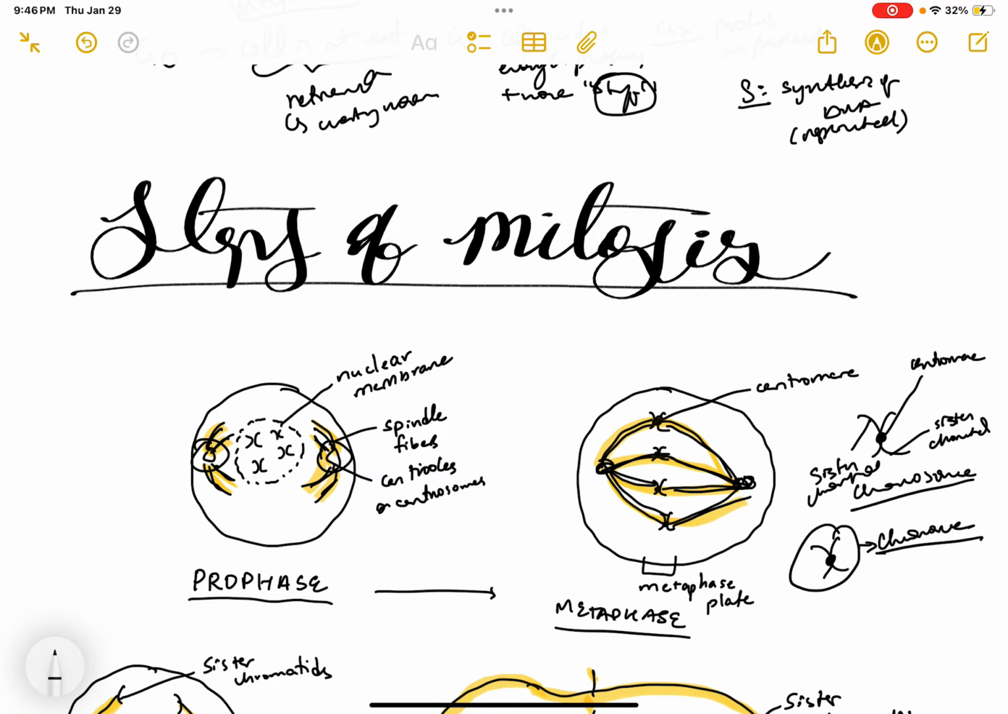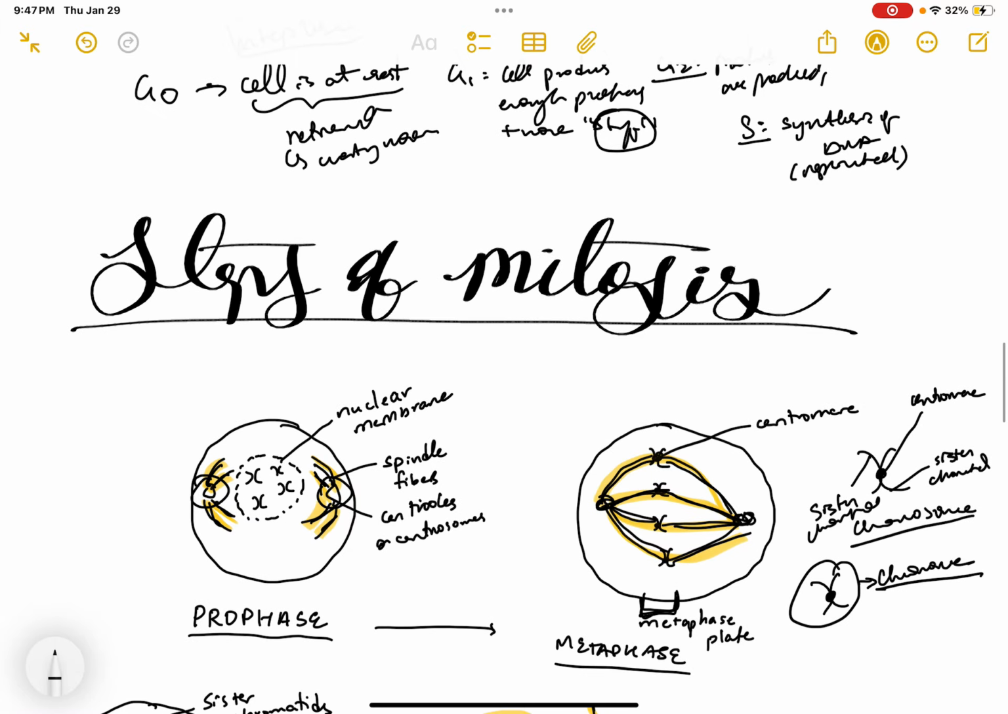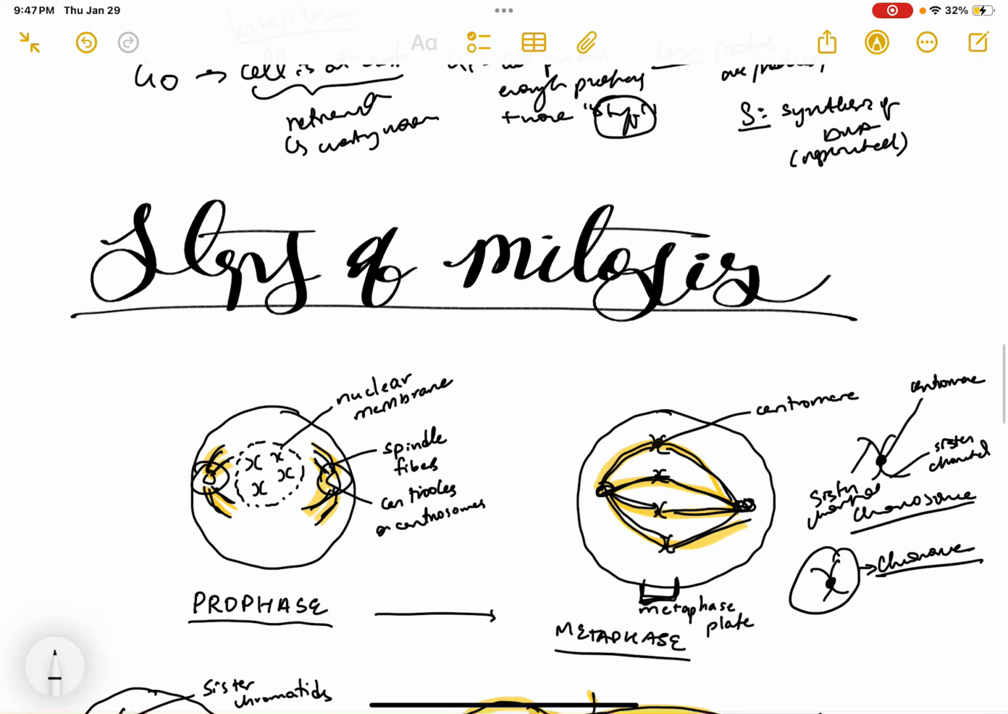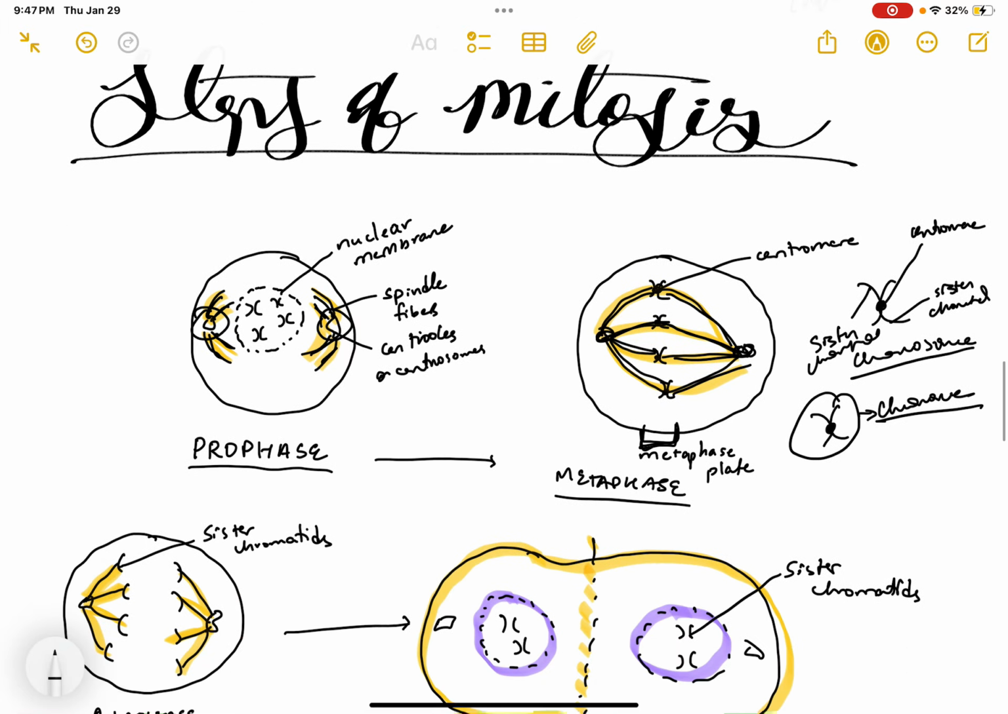Now, in metaphase, what happens is all the chromosomes that were present within the nuclear membrane, the disappearing nuclear membrane, have now started to line up vertically on the metaphase plate. Now, the metaphase plate is basically a vertical plate or region of the cell. It's usually located in the middle or center of the cell, center line. So that's an important thing to remember here, the metaphase plate. And again, we have centromeres and all that stuff is happening over there.